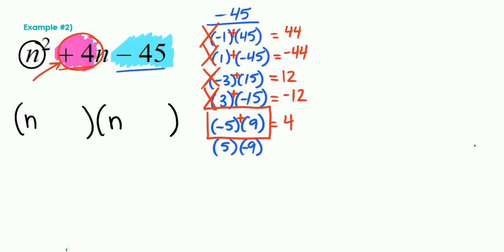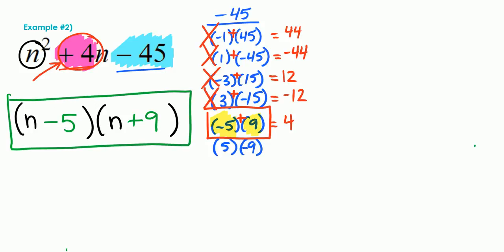Now the very last step is to take each of my factors and add them to the variables in each set of parentheses. But this time's a little bit different because my first factor is a negative 5. So I'm actually going to write minus 5 inside the first parentheses because it's a negative 5. My second factor is a positive 9, so in the second set I can still write plus 9. Again, that's because the 9 is positive. And there we have it. We factored our quadratic trinomial into n minus 5 times the quantity n plus 9.